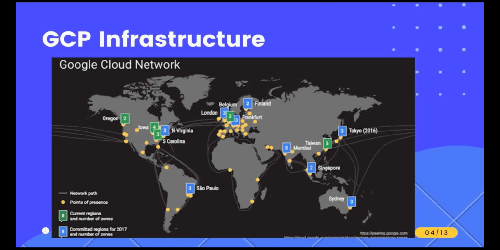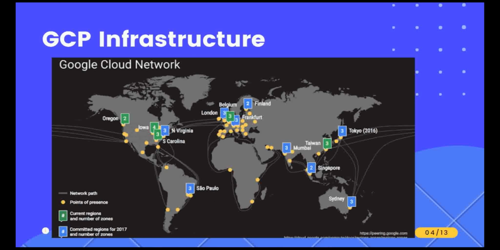And the next one is data centers. The numbers you can see are the data centers. This is where servers are placed. The green highlighted ones are the current regions and the number of zones, and the blue highlighted ones are the committed regions for 2017 and the number of zones.